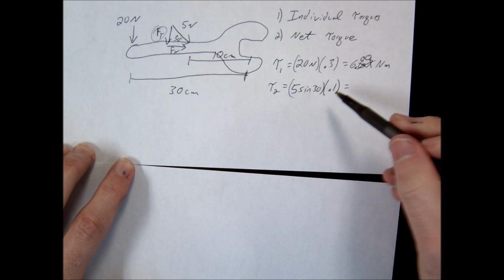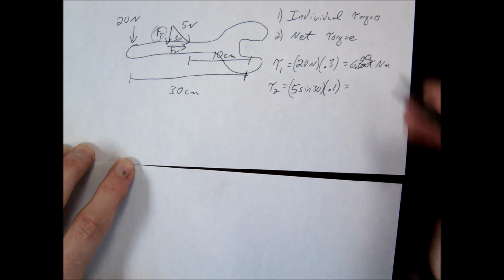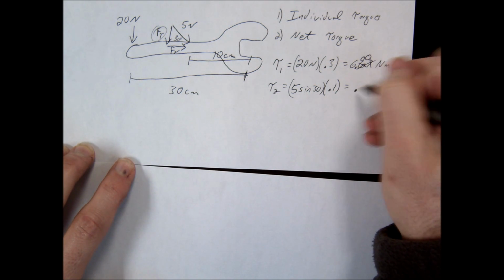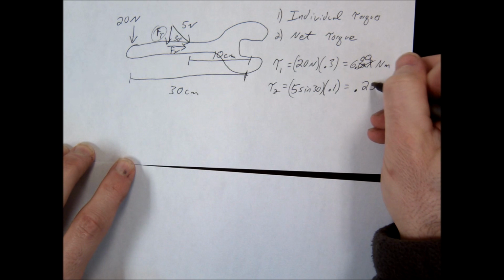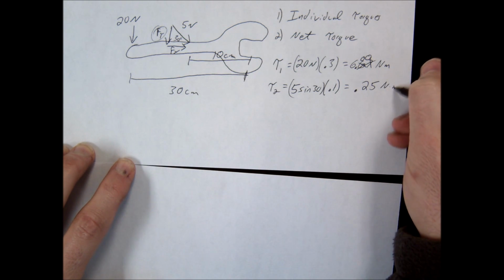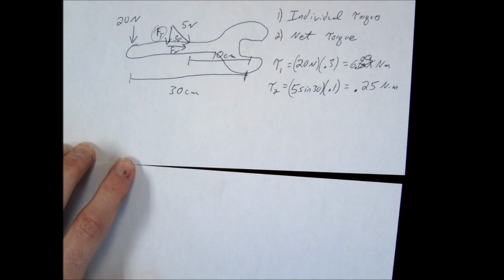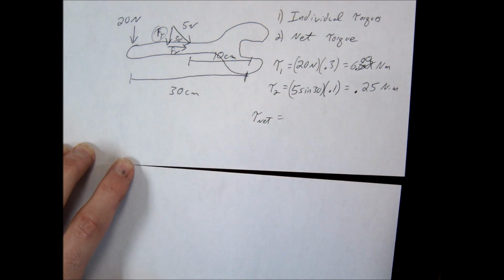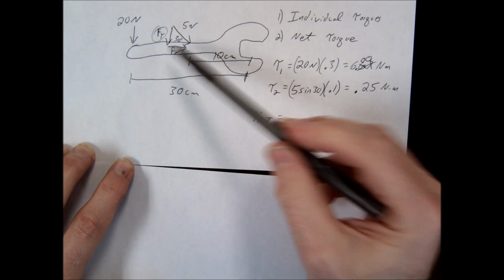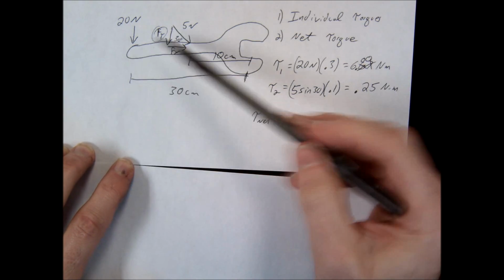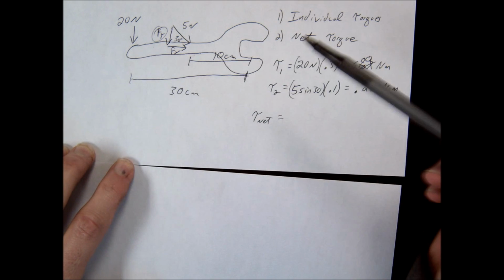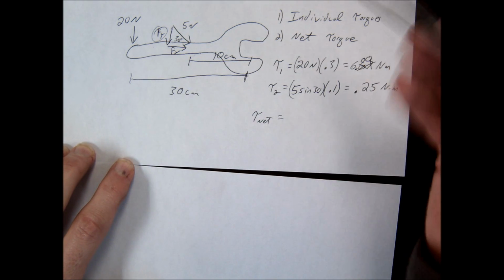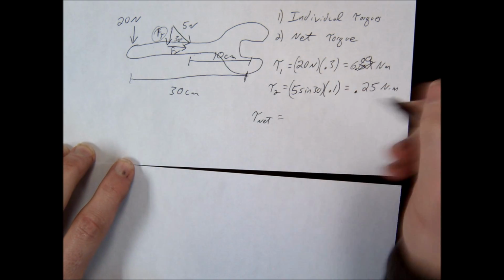Okay, what's the torque on this? 0.25. 0.25 Newton meters. Alright, and then to find torque net, what are we going to do? Well, since they're in the same direction, they're going to add together, right? My son's helping me out here. He's going to increase the torque by pushing on it in the same direction. So we just add them up, right?